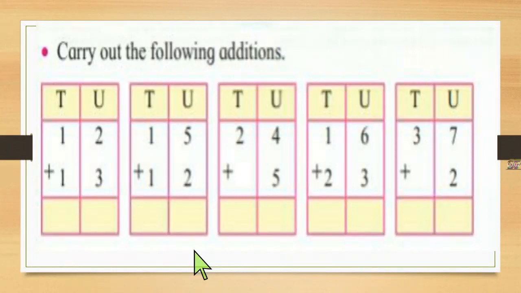Students, we will solve the addition sums here. See the first question, 12 plus 13. We will solve the unit side first, then the tens side. 2 plus 3. Just count 3 fingers forward from the number 2. 3, 4, 5. So the answer is 5. 1 plus 1, it is so easy, 2. So the answer is 25.